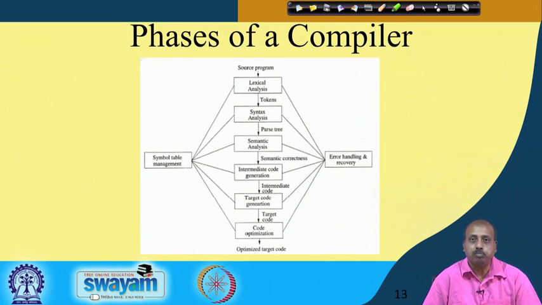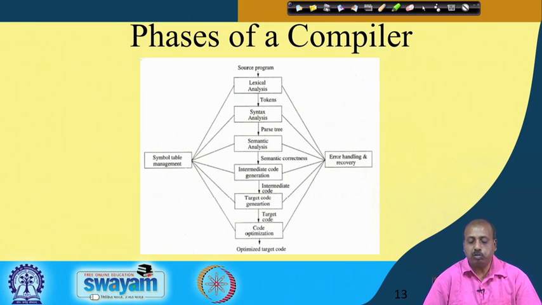Apart from this major flow, there are two more operations that are done in a compiler. One is symbol table management. All the symbols that are defined in the program are kept in a table called the symbol table, and the lexical analysis phase and syntax analysis phase actually make the symbol table, and the later phases are going to use the symbol table.